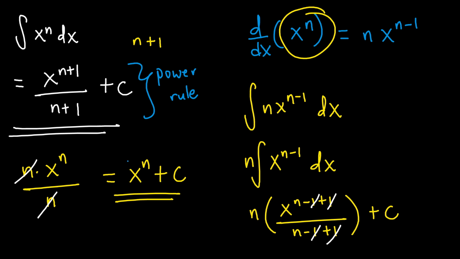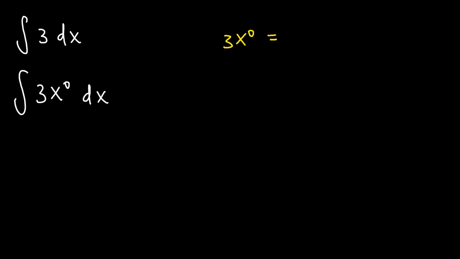So let's look at some examples where we apply the power rule. Let's say we have the integral of 3 times dx. Now to solve this, first of all, we can write it as the integral of 3 times x to the power of 0 dx. This is because any number raised to the power of 0 is 1. So 3x to the power of 0 is the same as 3 times 1, which is 3. And since 3 is a constant, we can pull it out. So we shall have 3 times the integral of x to the power of 0 dx.